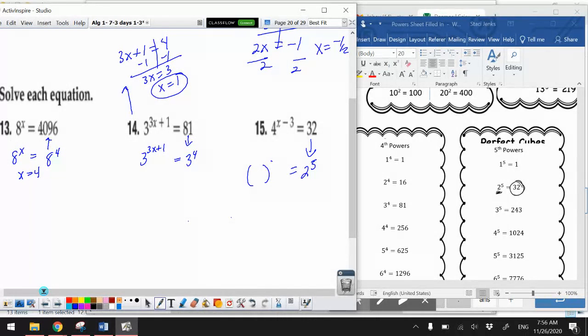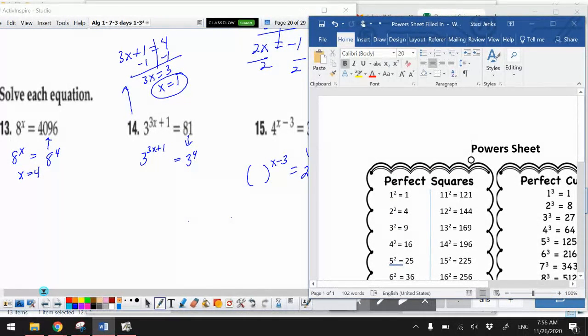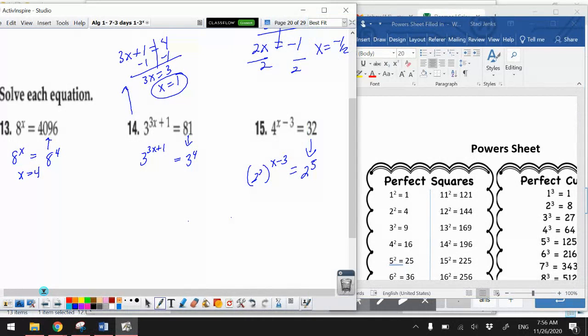So what is going to go in that spot? Well, what do I know about 4? 4 is actually 2 squared. Okay, so now, do my powers match? My base numbers? Yes.